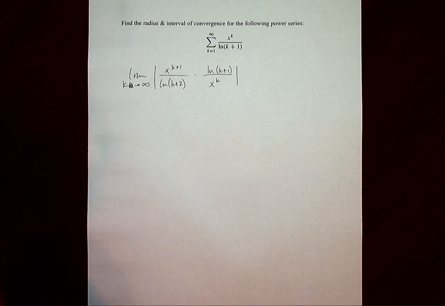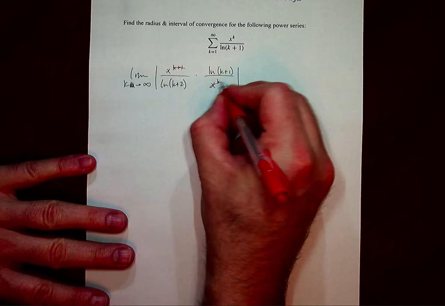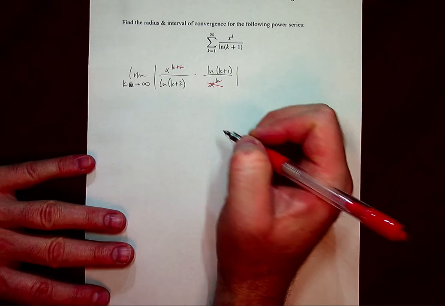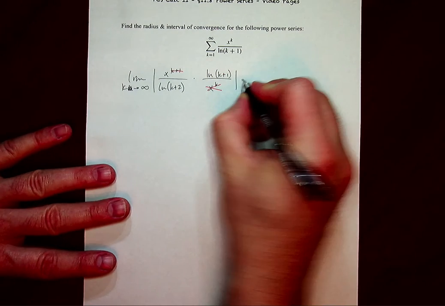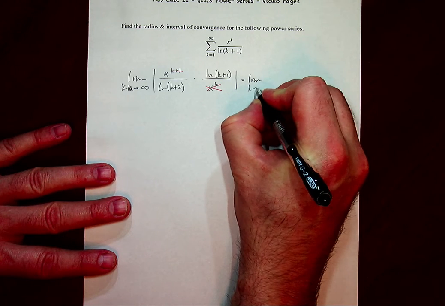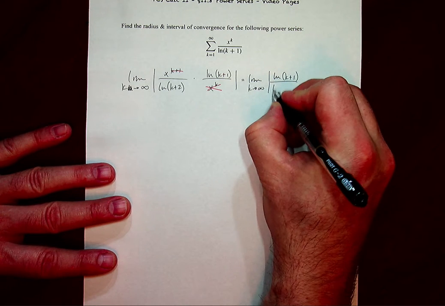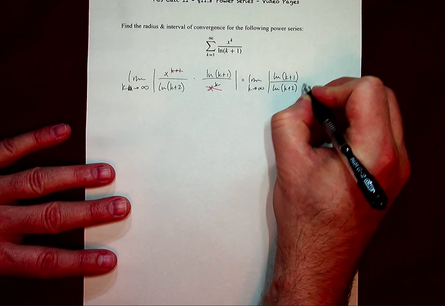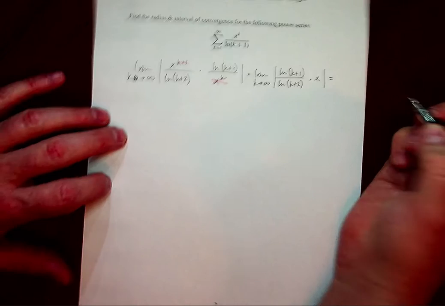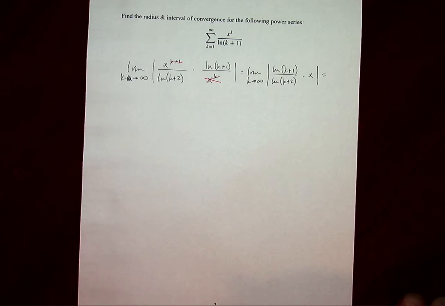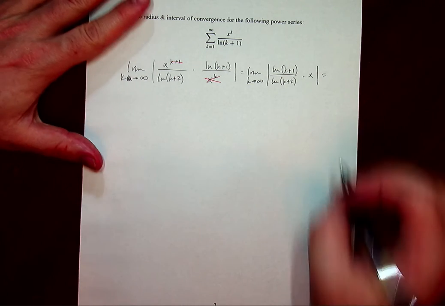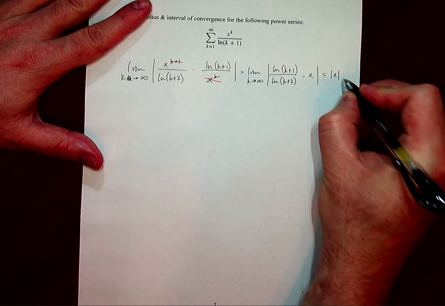That means this cancels out with all but one of those x's, and the natural logs can be stacked to show how they're going to behave in this limit: natural log of k plus 1, natural log of k plus 2, times x. Those natural logs get closer and closer together as k increases without bound, so that ratio gets insanely close to 1. So that becomes x.